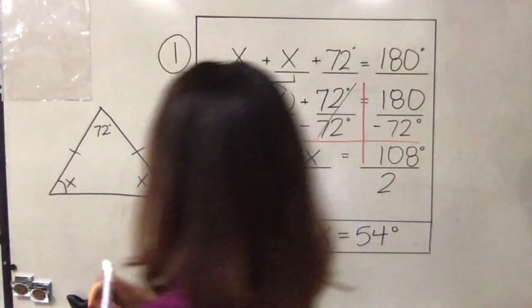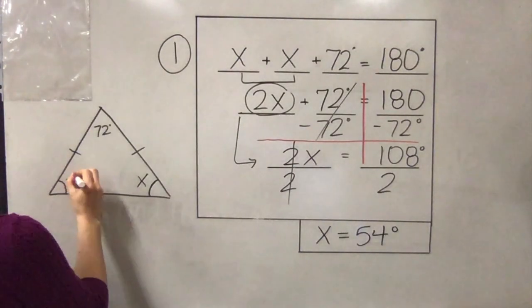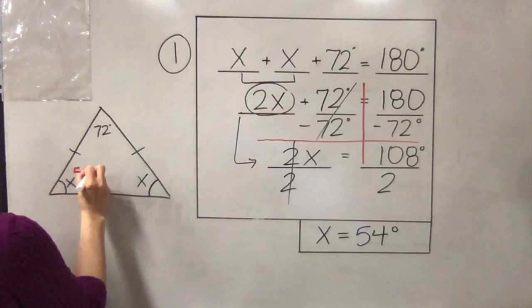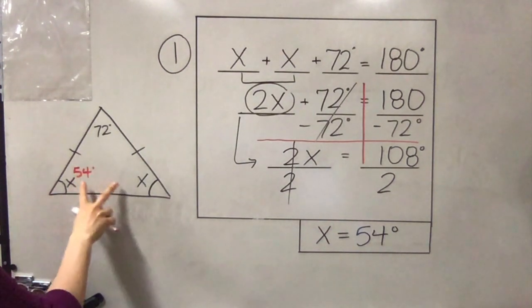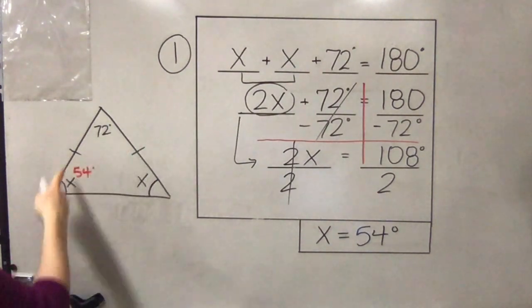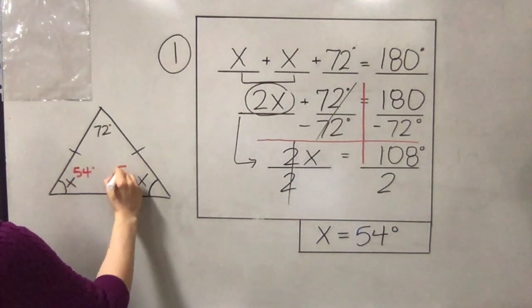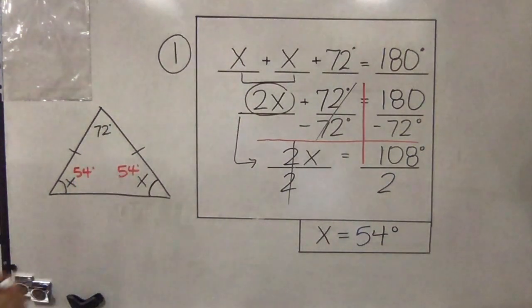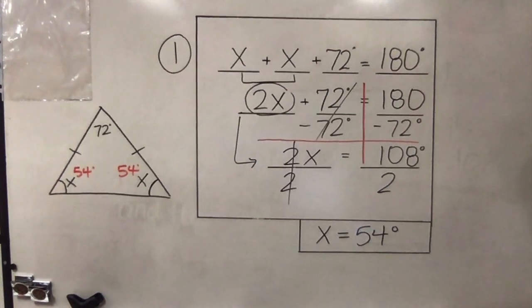Meaning, now I've found that this is 54 degrees, and because it's an isosceles triangle, and these 2 angles are equal because they're opposite of the congruent sides, this is also 54 degrees. Go ahead and get that down.